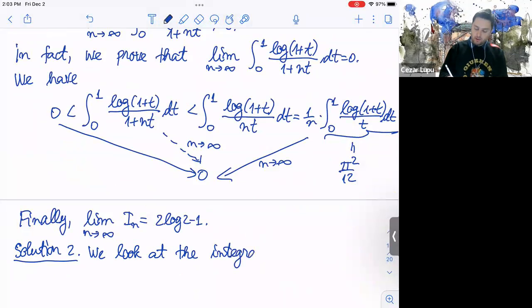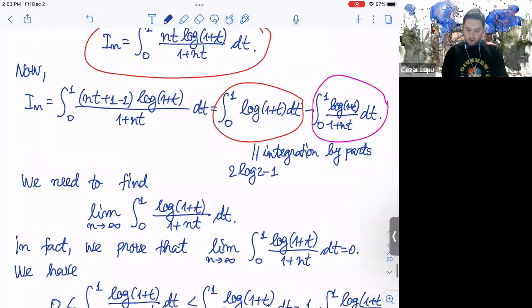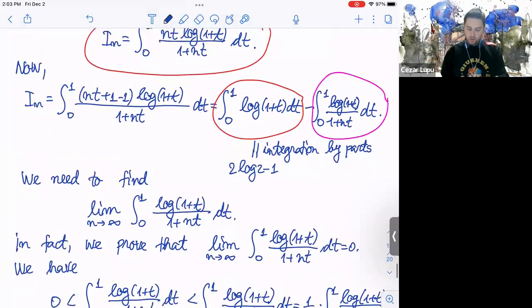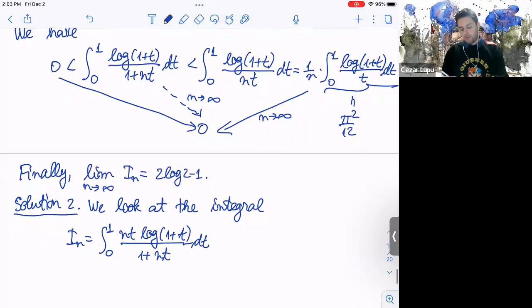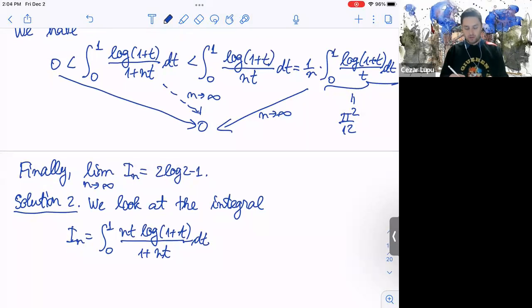After we've done the u substitution, we look at this integral. It's the integral from 0 to 1 of nt natural log of 1 plus t over 1 plus nt dt. What I'm going to do is denote this sequence of functions.